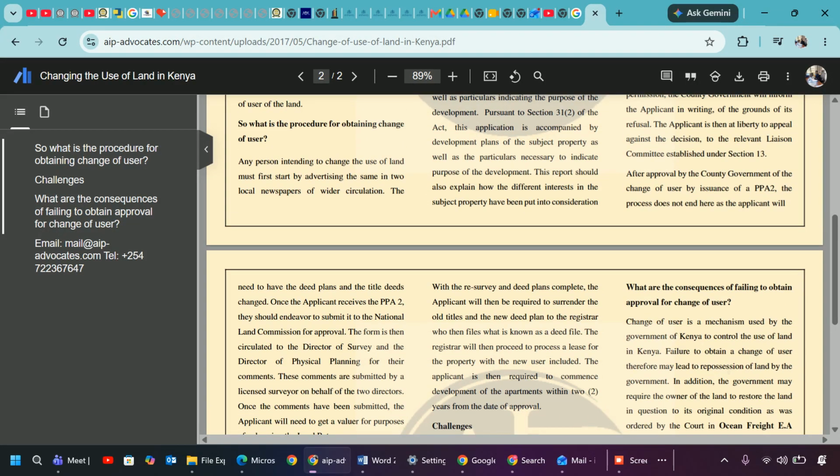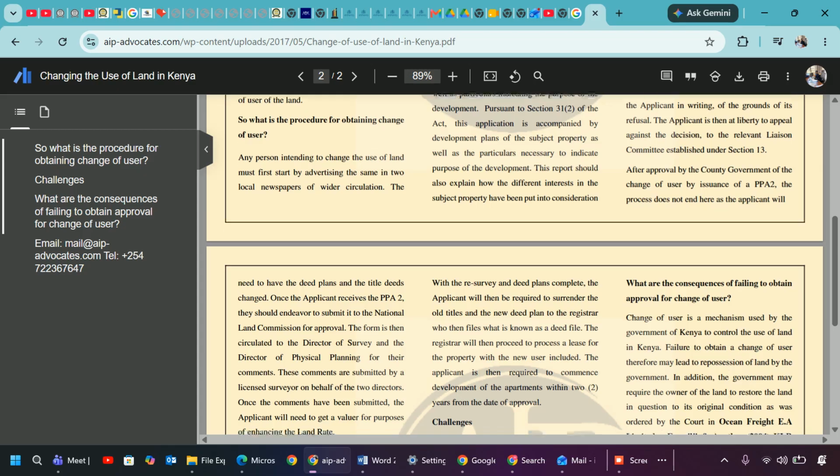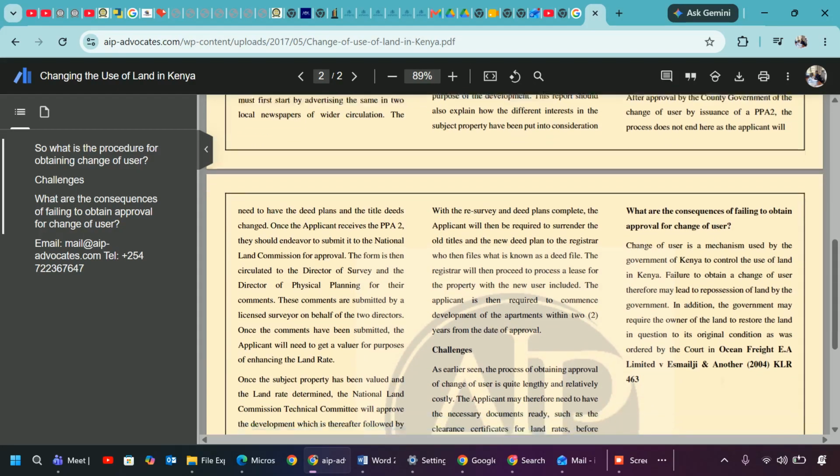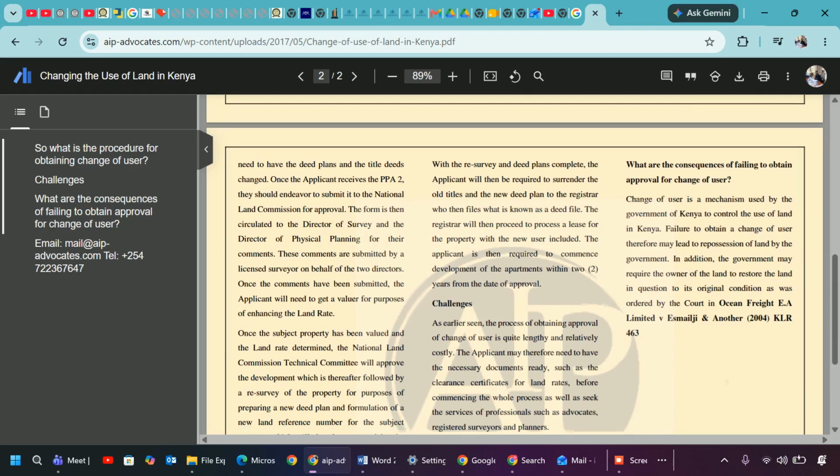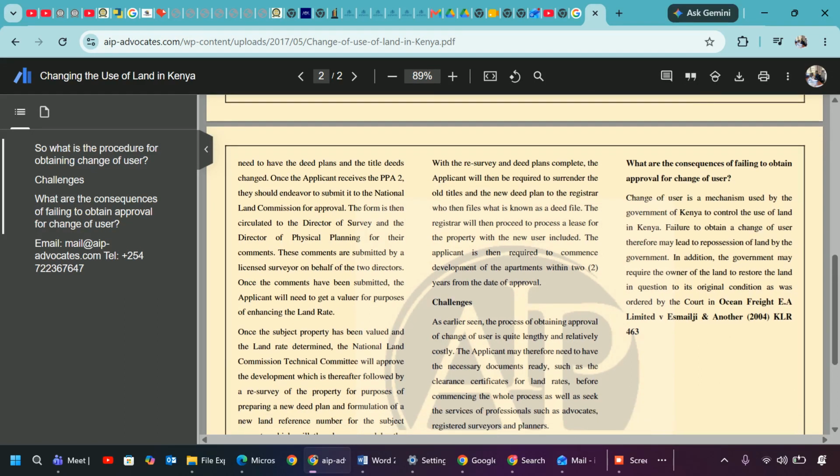Now, we are told that after approval by the county government, the process does not end there, because the applicant will still need to have deed plans and title deeds changed. Once the applicant receives the PPA2, they should endeavor to submit it to the National Land Commission for approval.